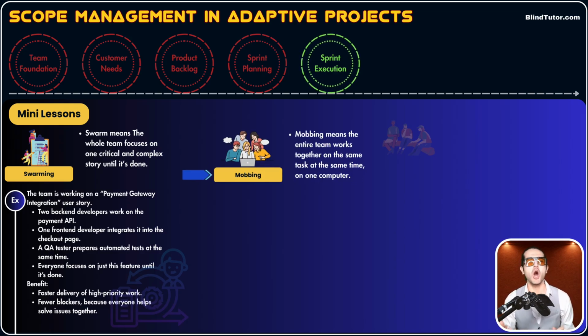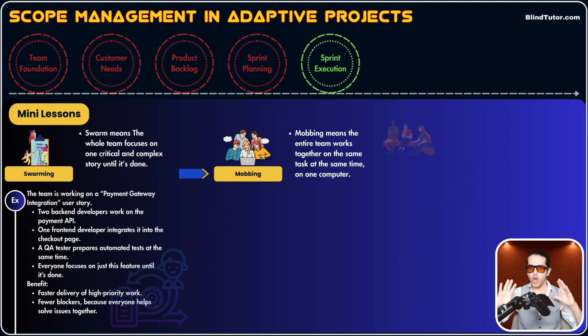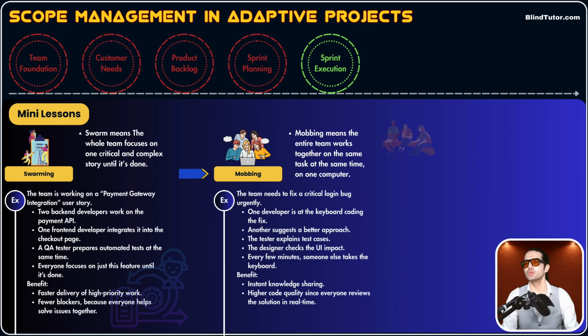The next one is mobbing. Almost the same concept, but in mobbing, guys, all team members will be at the same time on the same computer. Like 10 people will be on the same screen, on the same computer. We'll code together, and there will be lots of brainstorming and generating ideas. We'll review the code together, design code together, and integrate tests together on complex stuff, on complex user stories. So in swarming, we weren't on the same screen.